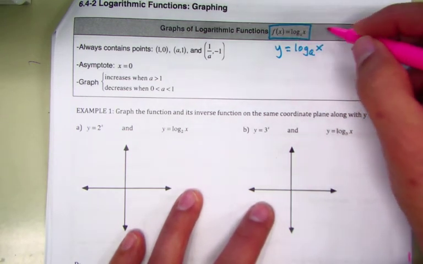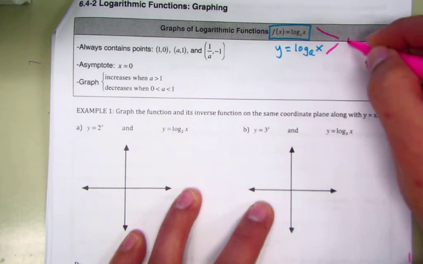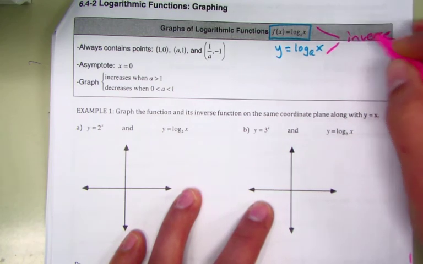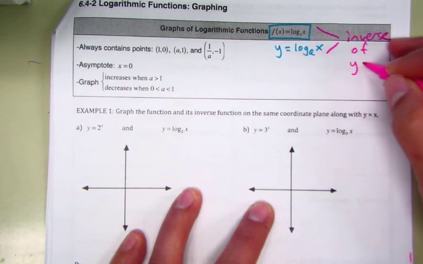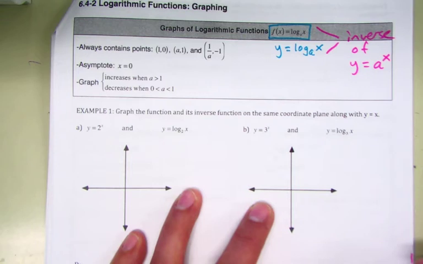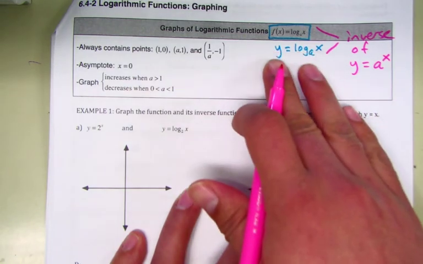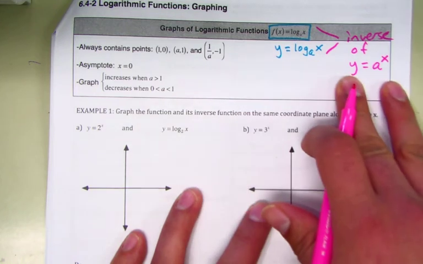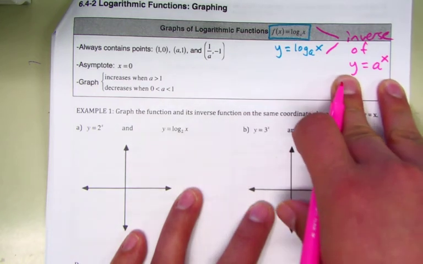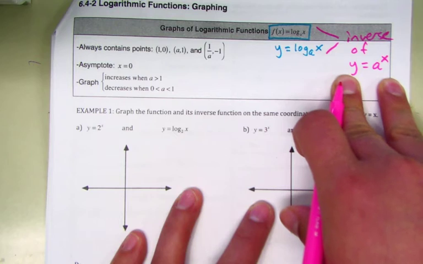Okay. And now remember that this is the inverse of the exponential function y equals a to the x. Okay? So to understand the graph of the log function, it's actually easier to first revisit the inverse of that, which is the exponential function a to the x.